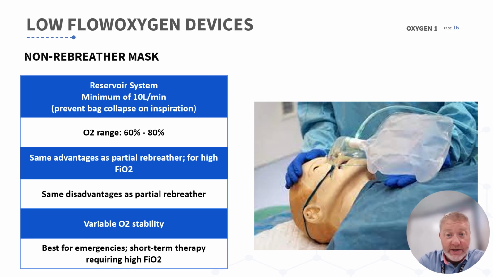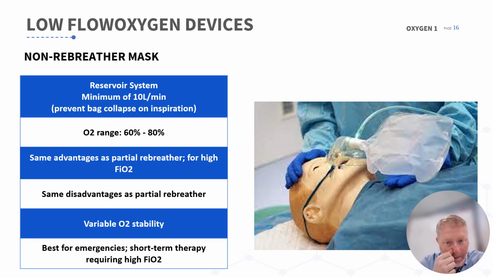For non-rebreather masks, like you see here, that does have the reservoir bag. For a flow setting, we put it at a minimum of 10. I teach 15 or flush. I mean, just crank it. In order for it to work appropriately, that reservoir bag needs to stay inflated at least half or 2/3 at all times. Especially on end exhalation, you want to make sure that bag does not collapse. If the bag collapses, then you need to turn up the flow. And that is the same with a bag valve mask as well, or an ambu bag.